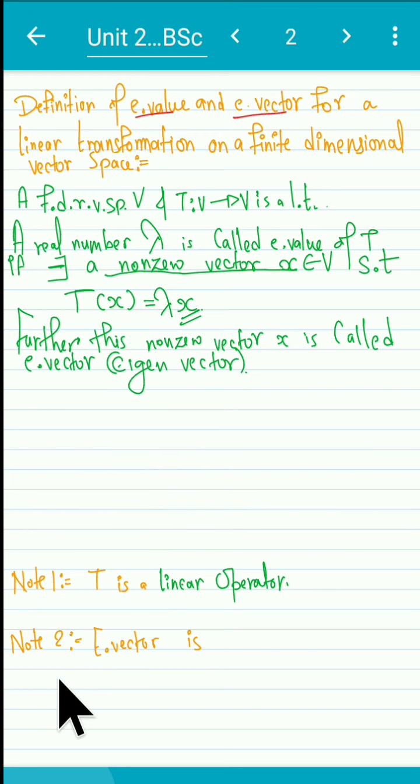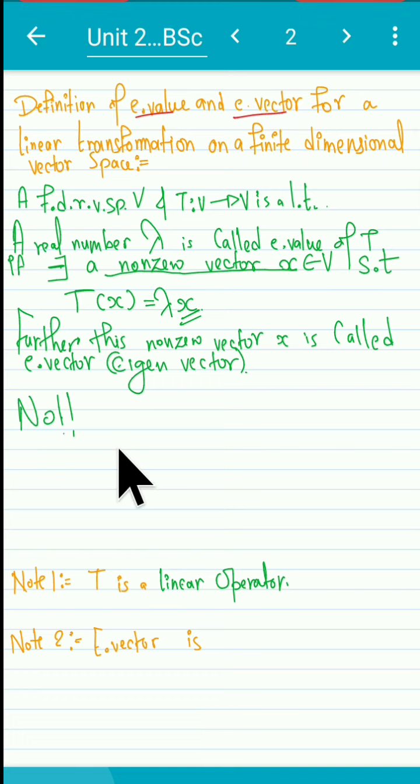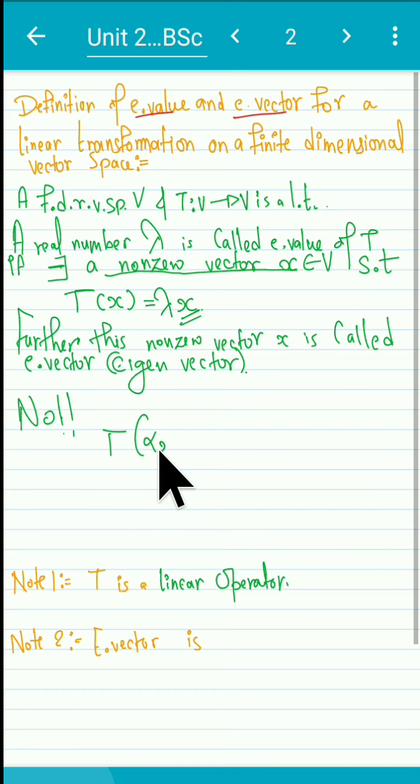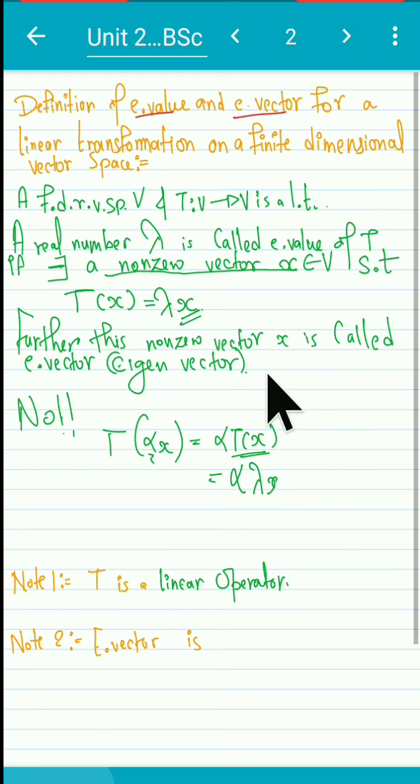So the second note will be what? My question is, is this x unique? Means for this lambda, does there exist a unique eigenvector, a unique non-zero vector such that T of x is equal to lambda times x? The answer is no. Why? Since if I consider T of alpha times x, then it is the same as alpha times T of x, since I consider alpha as any scalar. Now I know T of x is nothing but lambda times x.